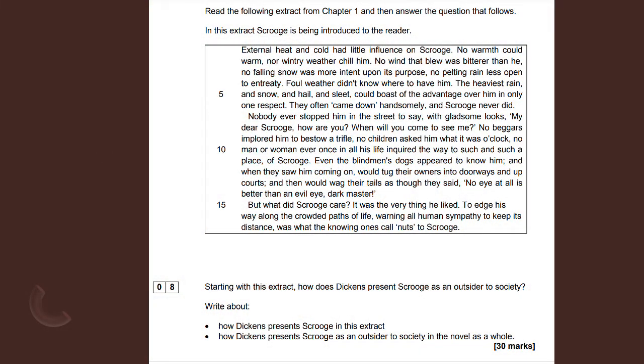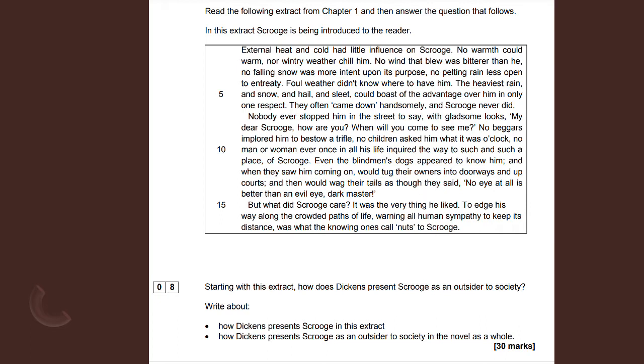So let's have a look at an exam paper. This is what your extract to whole questions will look like. It will always be worded in the same sort of way with the same sort of phrasing. So if you look at the top, it says, read the following extract from chapter 1. It will always tell you where the extract is from. And it will also give you, if you look at the second line, the gist of what this extract refers to. So in this example, we're told in this extract, Scrooge is being introduced to the reader. So above the extract, you will always get an idea of where that bit is from and also what the gist is of that particular extract.